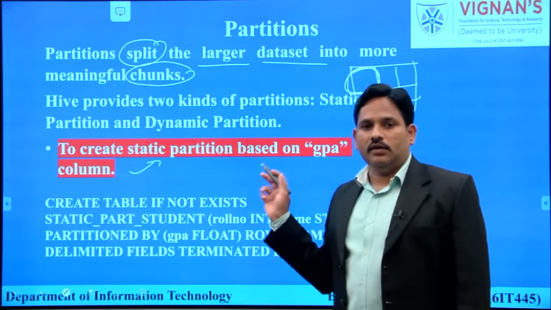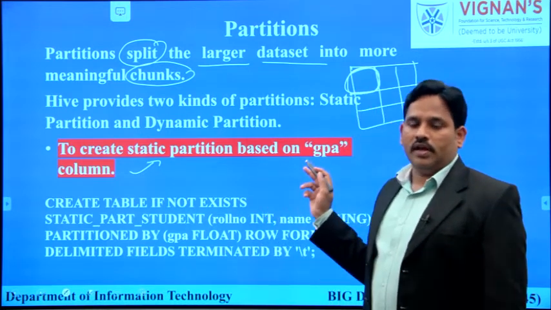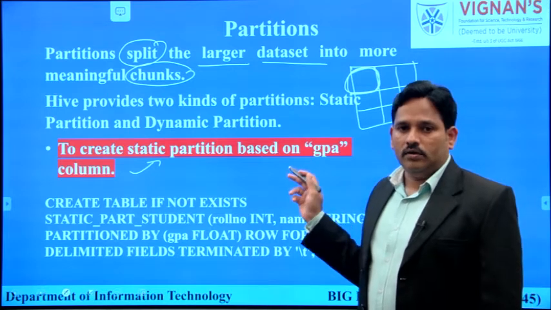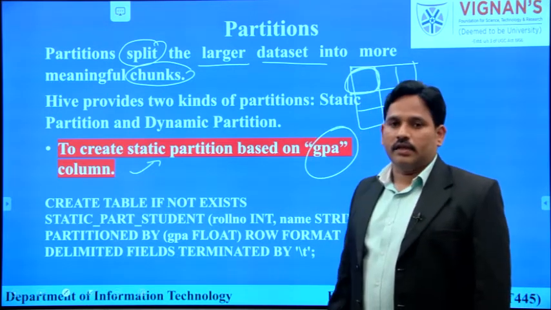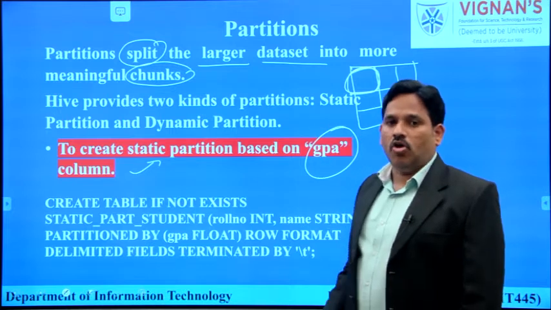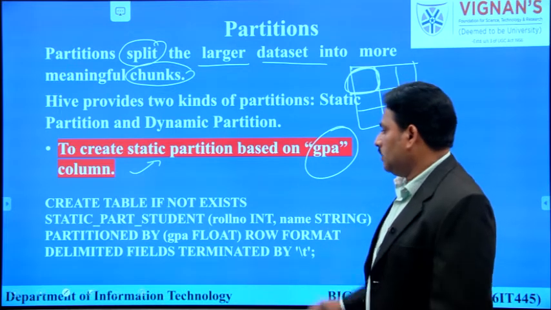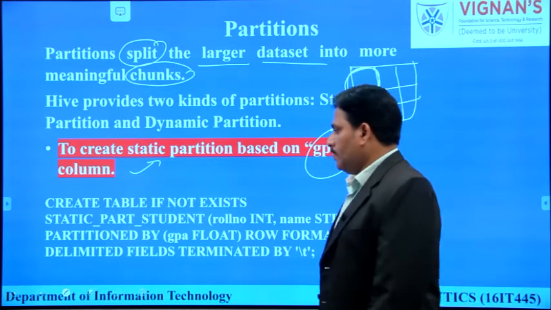Now to create a static partitioning based on a column, in the previous example we took a student table. In that we are having student name, roll number and GPA. Now for GPA we want to create a partition, that means only for the GPA column of the table we want to create a partitioning. Let us see the syntax here.